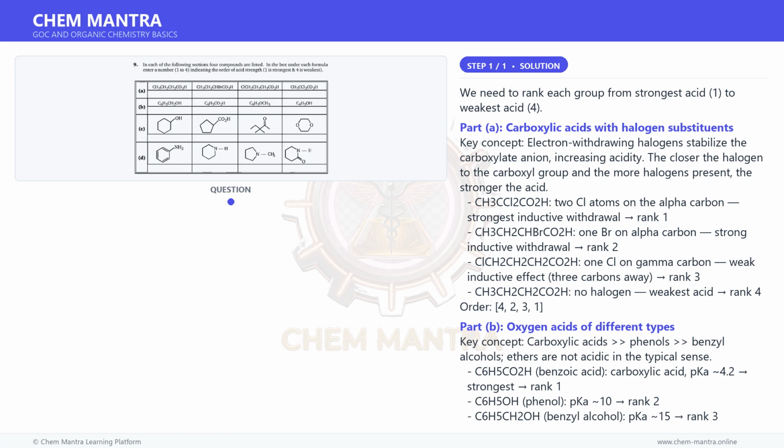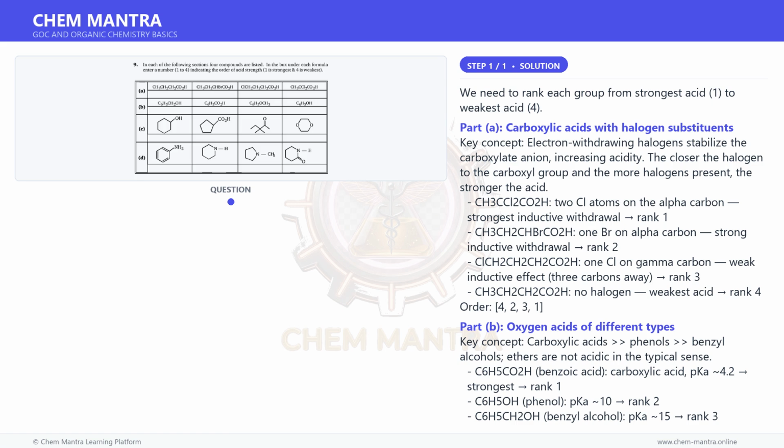Part C. Mixed oxygen containing compounds. Key concept: carboxylic acids are stronger than alcohols, ketones and ethers have very high pKa values, alpha CH of ketone pKa 20, ether OH absent. Cyclopentane carboxylic acid, carboxylic acid, pKa 4.9, strongest, rank 1. Cyclohexanol, alcohol, pKa 16, rank 2.